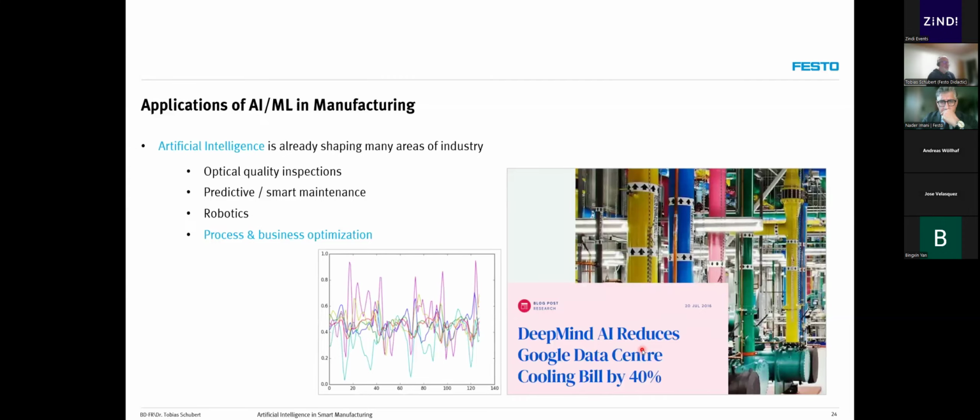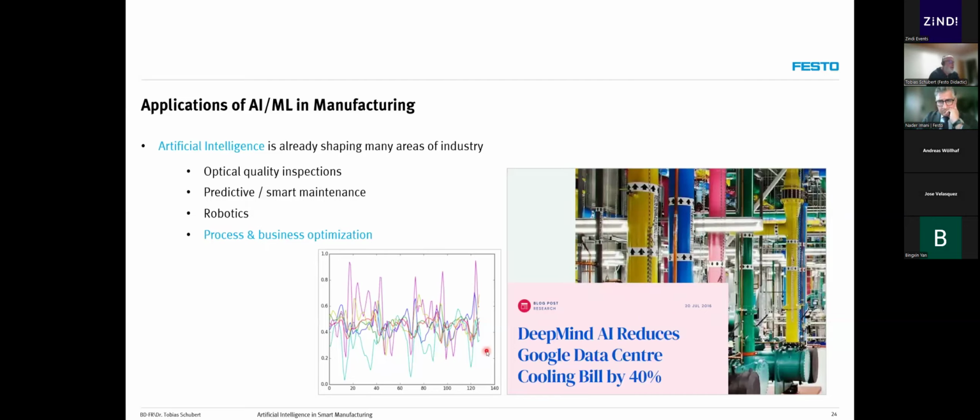Another optimization, it's almost 10 years old right now, but at that time it was super impressive. DeepMind was an AI company. Now it's part of Google, and they reduced the cooling bill at one of Google's data centers by about 40%, which is a really huge number.